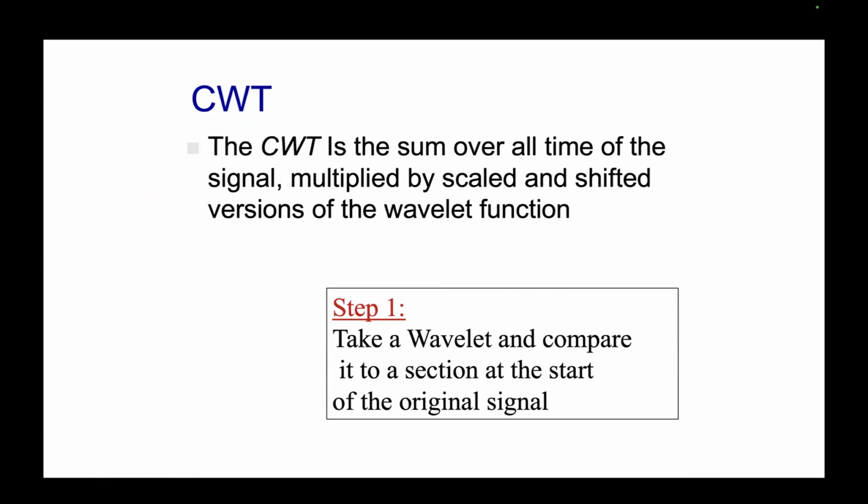So let's see how CWT works. It's basically the sum over all time of the signal multiplied by scaled and shifted versions of the wavelet. So what you do is, first of all, you take a wavelet and compare it to a section at the start of the original signal. And by comparison, it means you multiply the two signals and you add all the values of this multiplication. So is it like a convolution happening over the signal? Yeah, kind of. Okay.